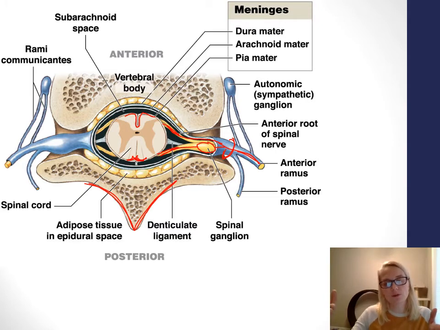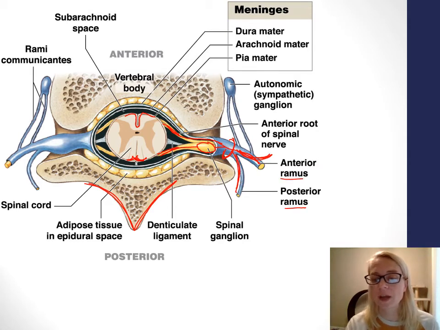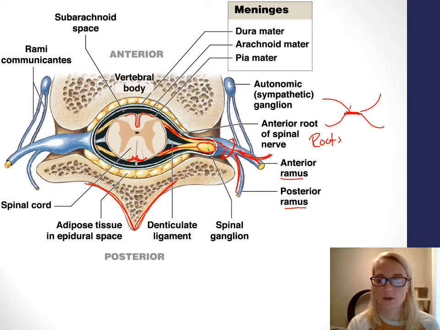So you get your dorsal and ventral roots coming together to make the spinal nerve, and then it splits almost immediately after it leaves the intervertebral foramen into what's called the ramus. So we have an anterior ramus and we have a posterior ramus. Ramus means branch. Okay, so basically we have dorsal and ventral roots coming together to make the spinal nerve, branching into the ramus. So these are roots. This is the nerve, and these are rami, or ramus.